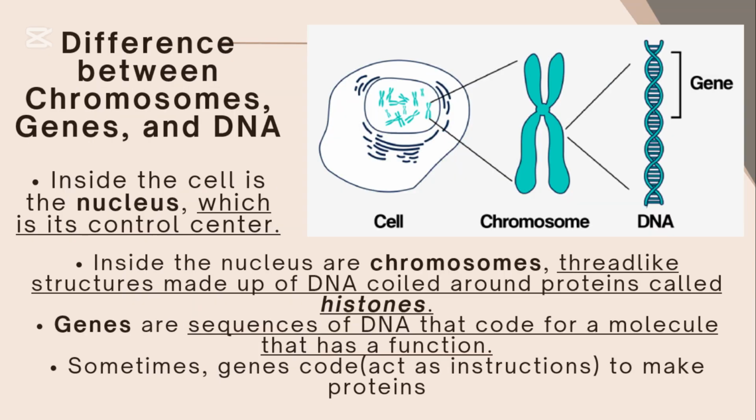The difference between chromosomes, genes, and DNA. Inside the cell is the nucleus, which is the control center. Inside the nucleus are chromosomes, thread-like structures made up of DNA rolled around proteins called histones. Genes are sequences of DNA that code for a molecule that has a function. Sometimes genes act as instructions to make proteins.